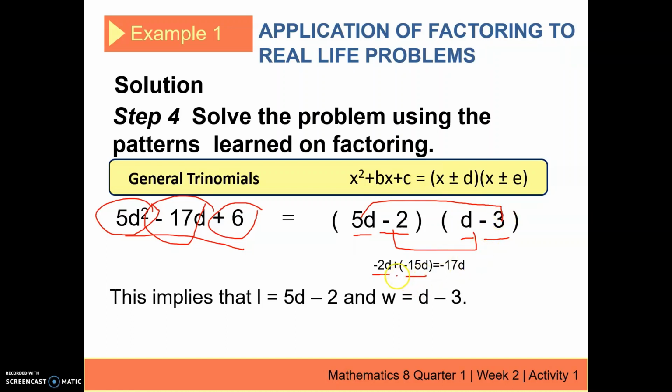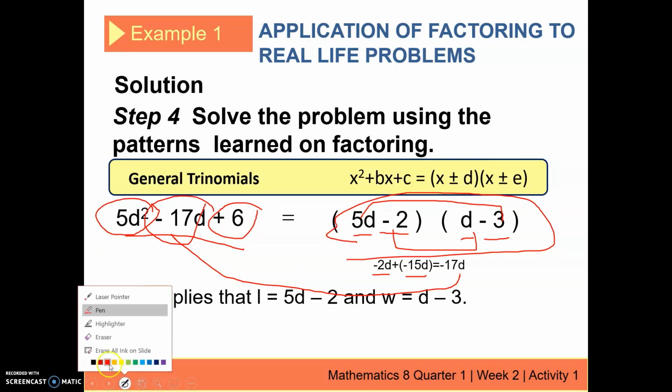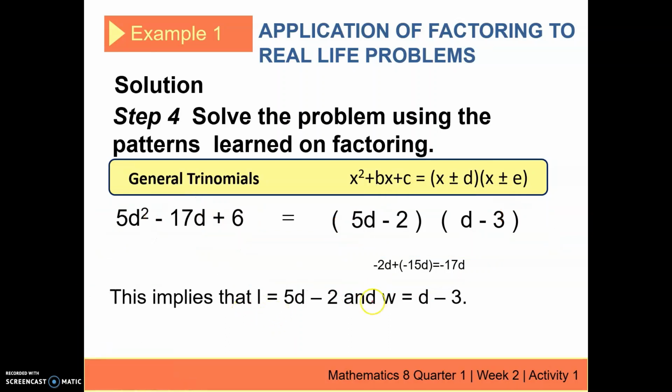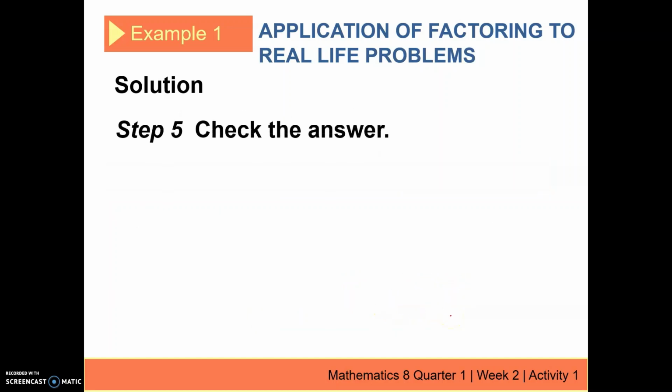Again, the rule is the sum of the product of the means and the extremes of the factored form must be equal to the middle term, which is negative 17d. Now, adding negative 2d and negative 15d gives negative 17d. This implies that the factored form is now correct. So, it means that the length is equal to 5d minus 2 and the width is equal to d minus 3. Let's proceed to the next step.